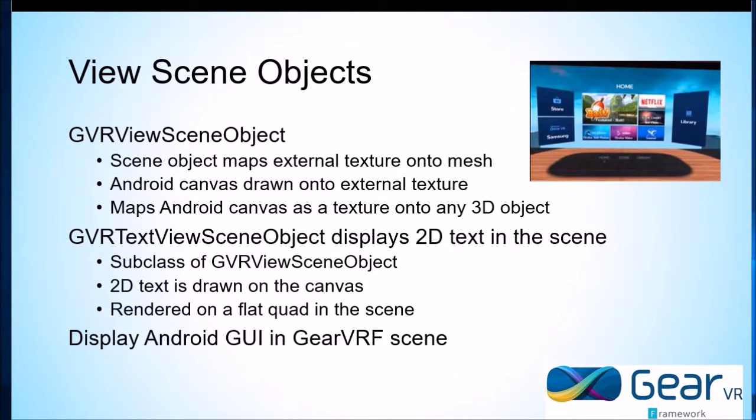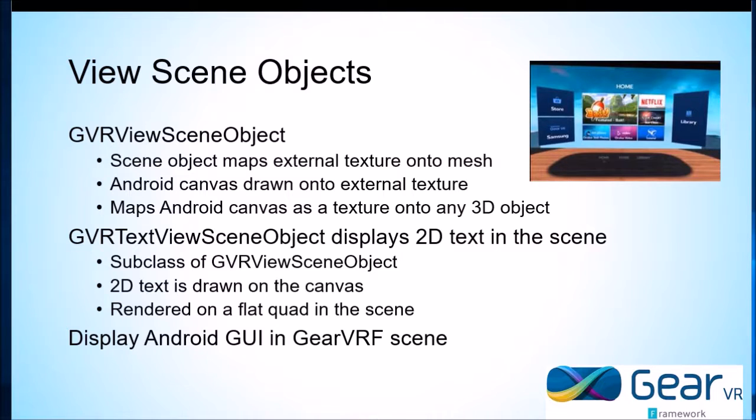We can add a scoreboard to our application using a GearVR text view scene object. This is an object that will display 2D text in the scene. It's a special subclass of GearVR view scene object. This maps an external texture onto a mesh. So the Android canvas is used to determine what's drawn into the external texture, and then that Android canvas becomes the texture on the object.